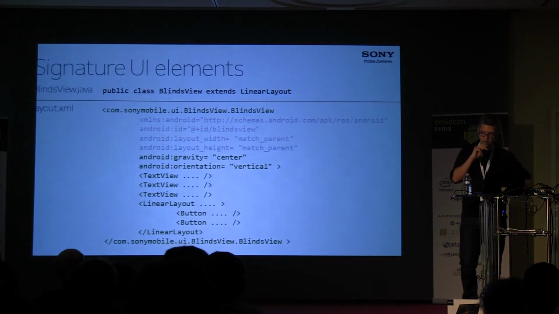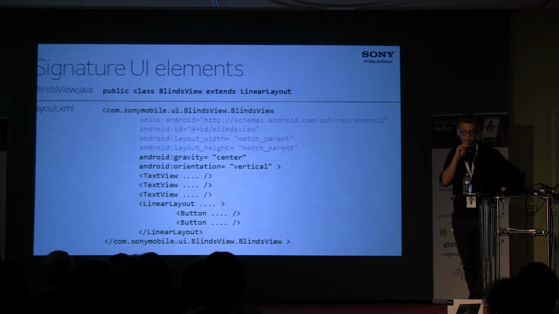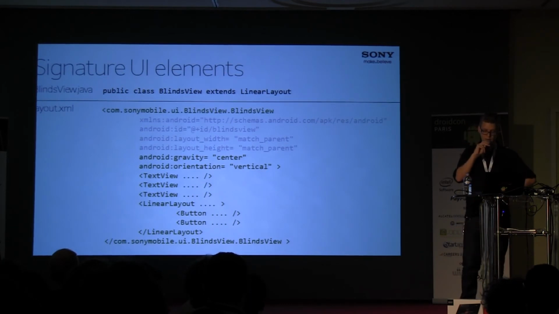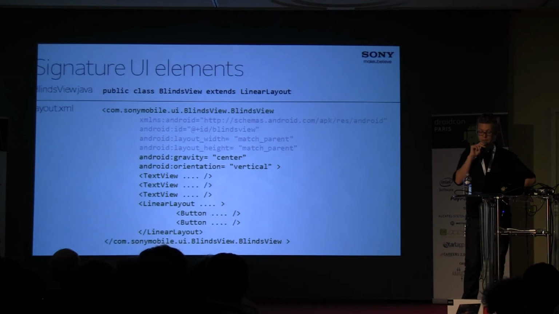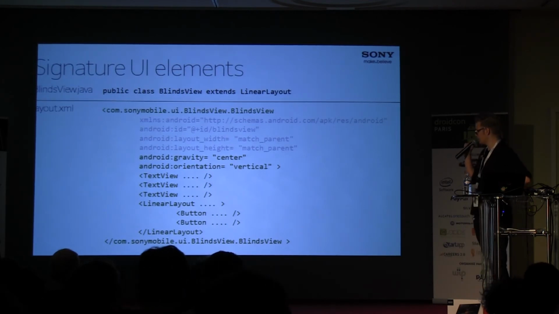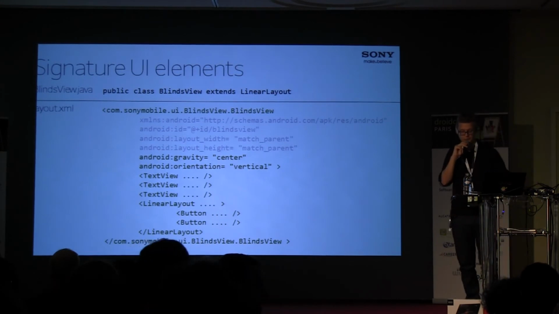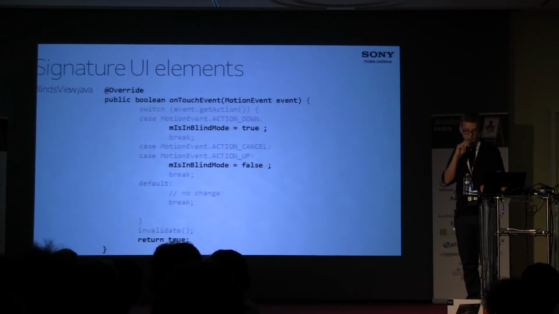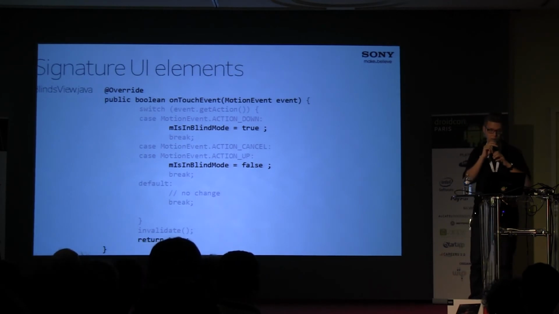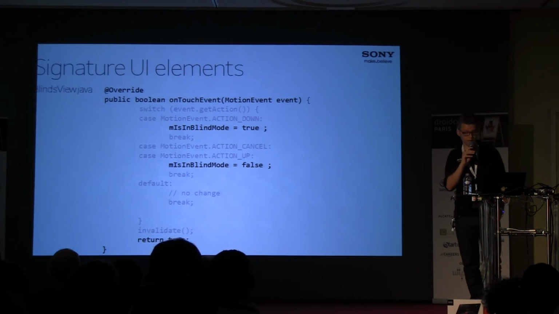So, as I said, it extends linear layout, which means that when you include this in your layout XML, it can use all of the attributes specific to linear layouts, such as gravity and orientation. You can put all of your text views and your linear layouts and whatever you want inside of it. So that's really neat. Up until this point, you don't have to care that it is a special one. So the developers using this can actually treat it as their regular linear layout.